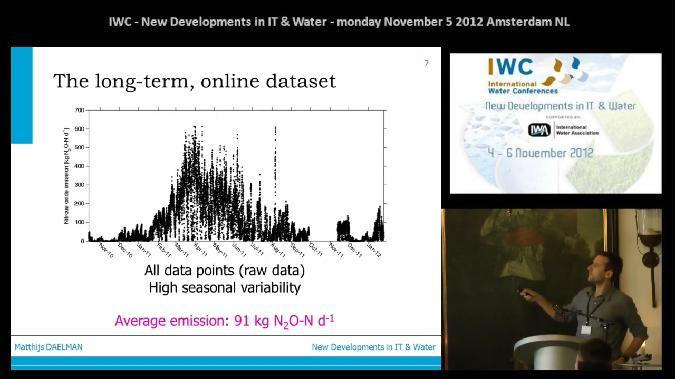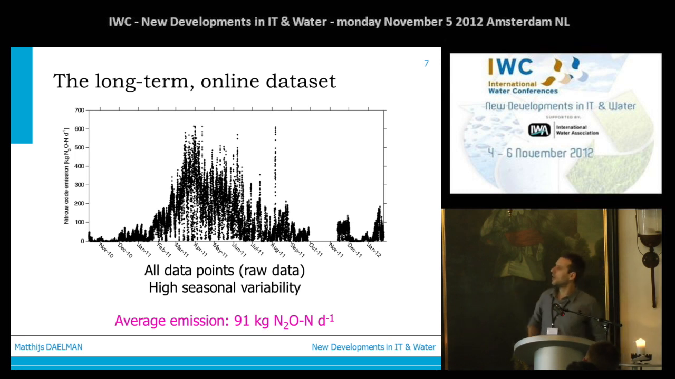Over here you can see the raw data. It shows all the nitrous oxide emission data points from the beginning till the end of our campaign, 16 months. You can already see that there's a lot of variability here. The average emission from these data points was 91 kilograms per day. So keep that in mind for later on for comparing our strategies.